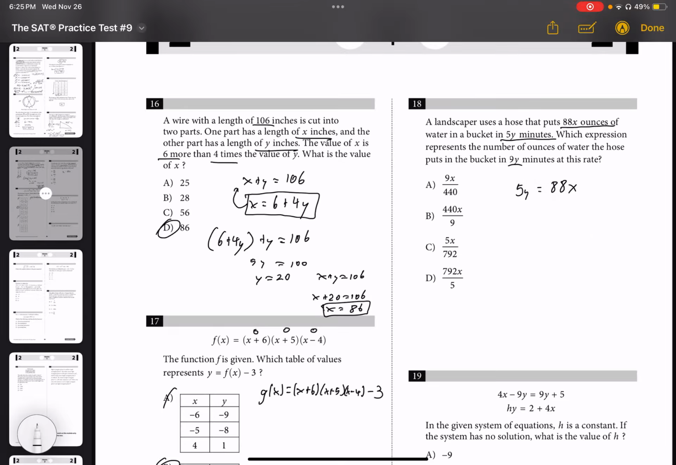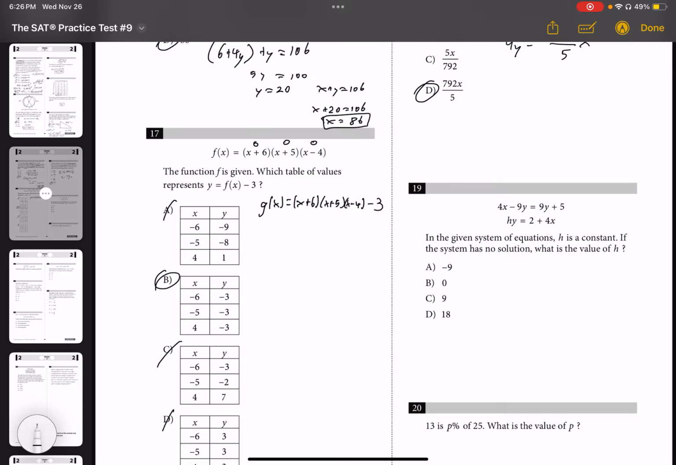manipulate each side to get 9y, which is going to be achievable by multiplying both sides by 9 over 5. So we get 9y is equal to, using our calculator, 9 times 88, which is 792 over 5x, and that is going to match up with answer choice D.